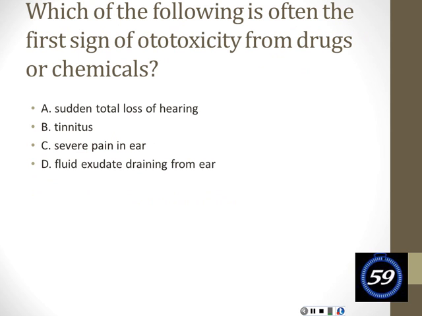All right. Which of the following is often the first sign of ototoxicity from drugs or chemicals, which is something we didn't talk about, but it's a good lesson anyway. So think critically here. Can you pop your own membrane with a Q-tip? You can. You'd have to be really going at it, though.